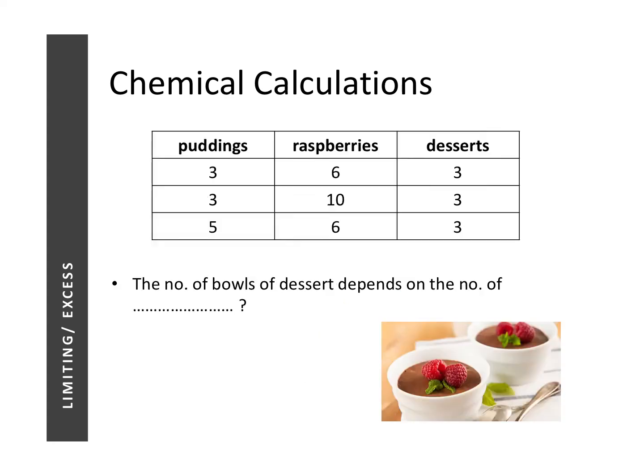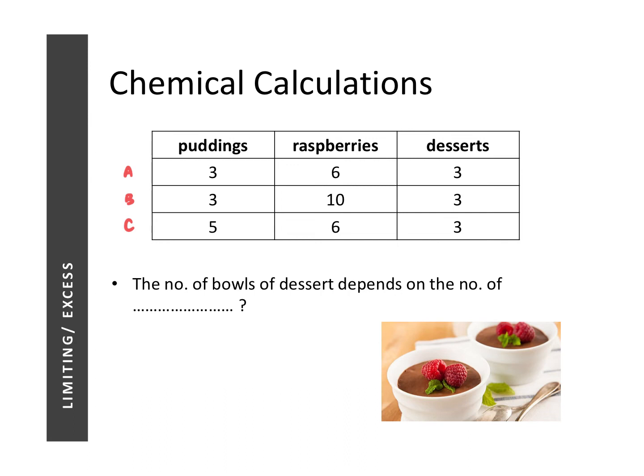Now we're going to learn another very important concept that's related to the limiting excess type question. And for that, let us go back to the 3 scenarios again. We have scenarios A, B, and C. Based on the 3 different scenarios, I need you all to derive this conclusion: in the 3 scenarios, the number of bowls of dessert depends on the number of what? Is it the number of puddings? Is it the number of raspberries?